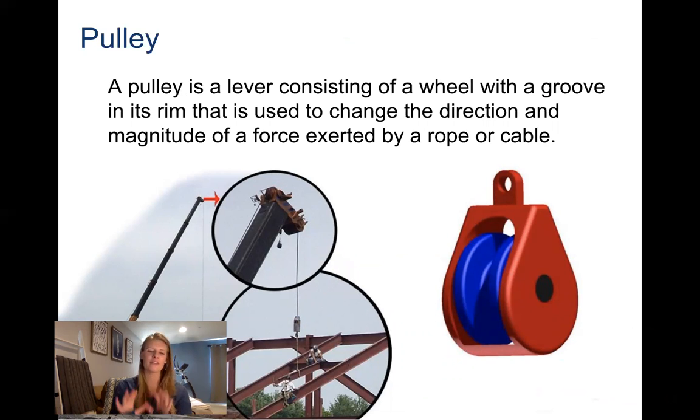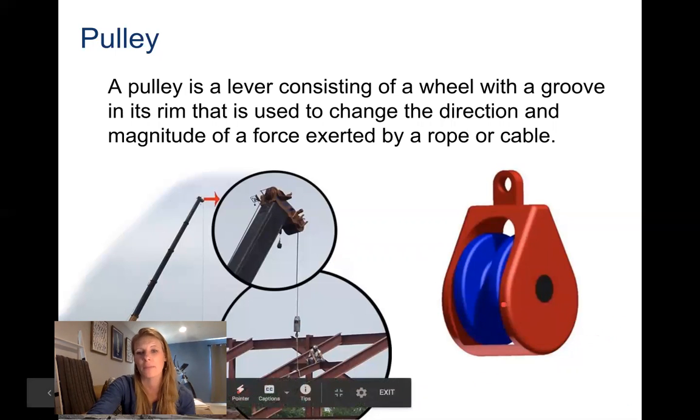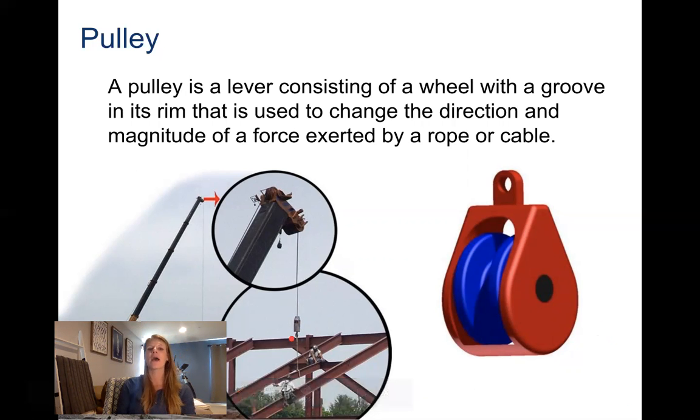So that's the idea of wheel and axle. If you're grabbing from the axle, you're going to have a mechanical advantage less than 1. If you're grabbing from the wheel, you're going to have a mechanical advantage greater than 1. A pulley is a lever consisting of a wheel and a groove in its rim, and it's usually used to change the direction or magnitude of force exerted on a rope or cable. So this is a pulley system. Here it gives you one in real life, where they're trying to lift something up. This pulley is trying to reverse the direction. I want to be able to pull down for something to come up.